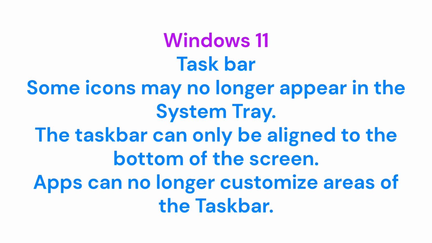Taskbar. Some icons may no longer appear in the system tray. The taskbar can only be aligned to the bottom of the screen. Apps can no longer customize areas of the taskbar.